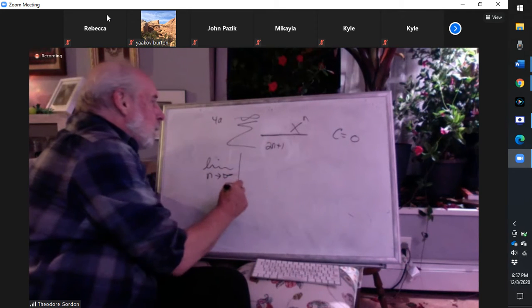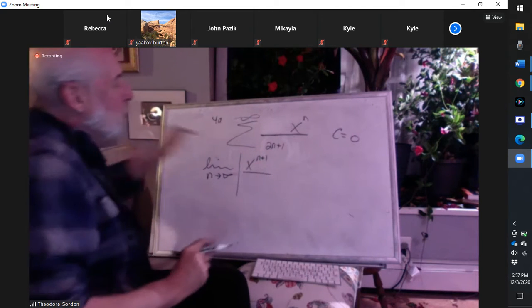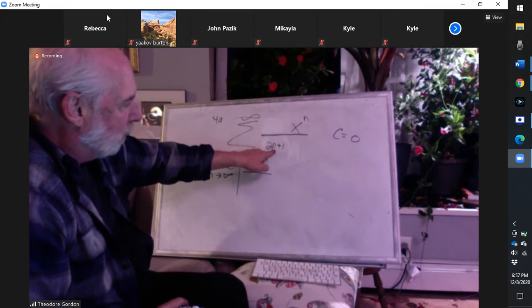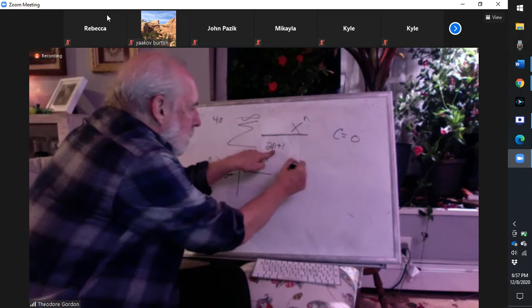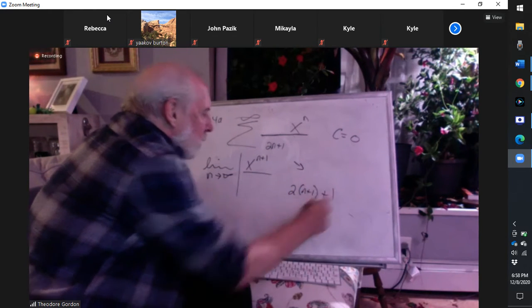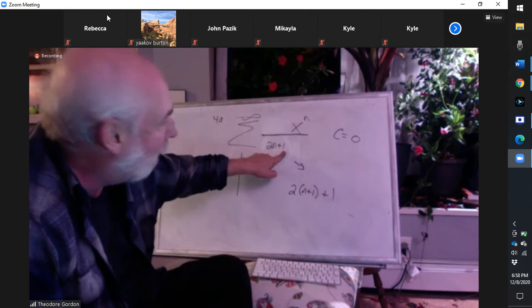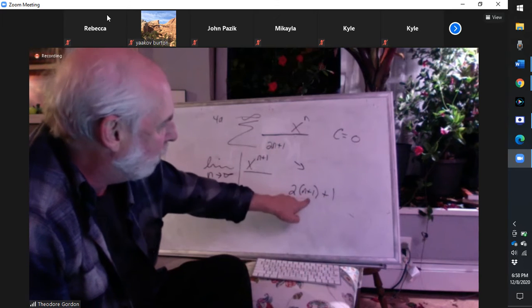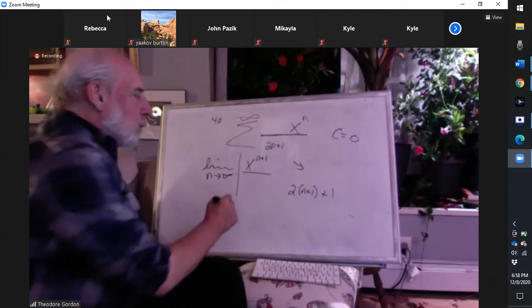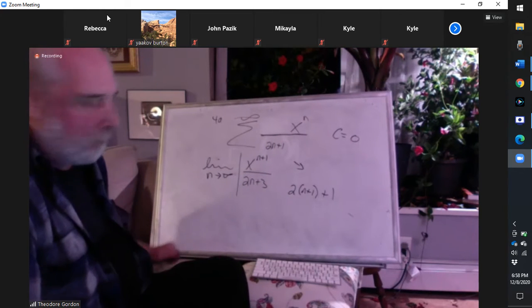So we get x to the n plus 1. Now, when I replace this n by n plus 1, we get 2 times n plus 1 plus 1. We don't just make this a 2, and that's a mistake I see a lot. It's the n that gets replaced by n plus 1. So this will give us 2n plus 3 on the bottom.